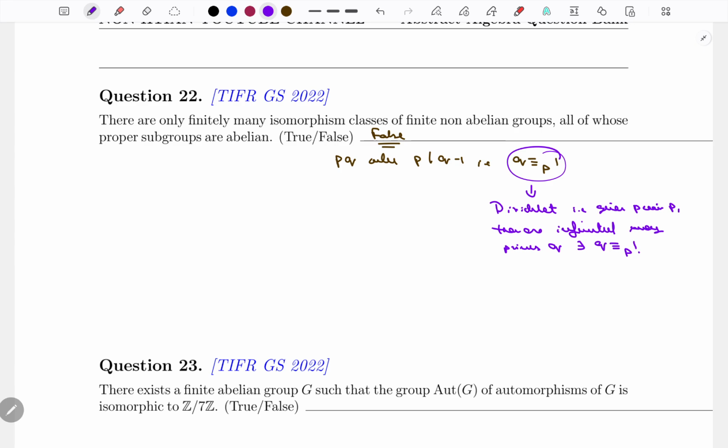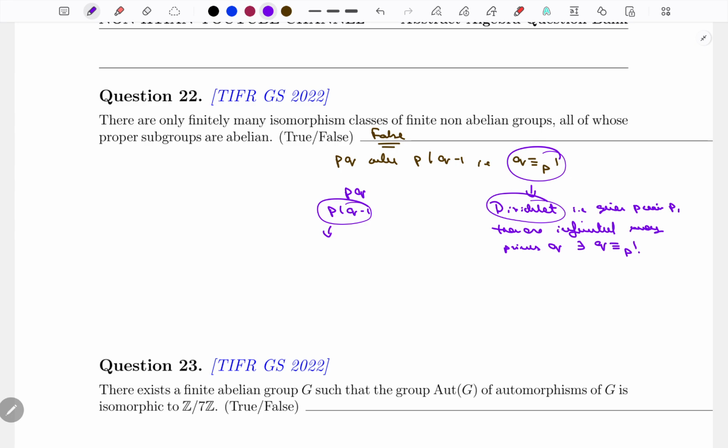So you will get infinitely many groups of the form pq where p divides q minus 1, and we know that there is a possibility for these groups to be non-abelian. Even if these groups are non-abelian, the only possible subgroups are of order p or q, the trivial group or the whole group. The whole group is non-abelian, but we are given proper subgroups, so the proper subgroups have only order p or q or are trivial, all of which are abelian. So this is false, right? There are infinitely many. This comes from the Dirichlet theorem.